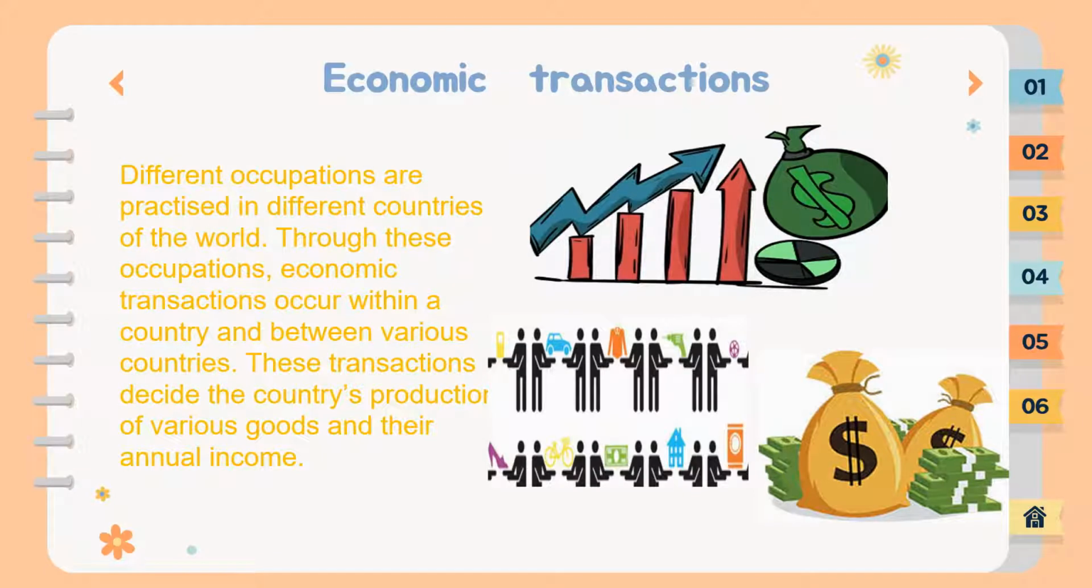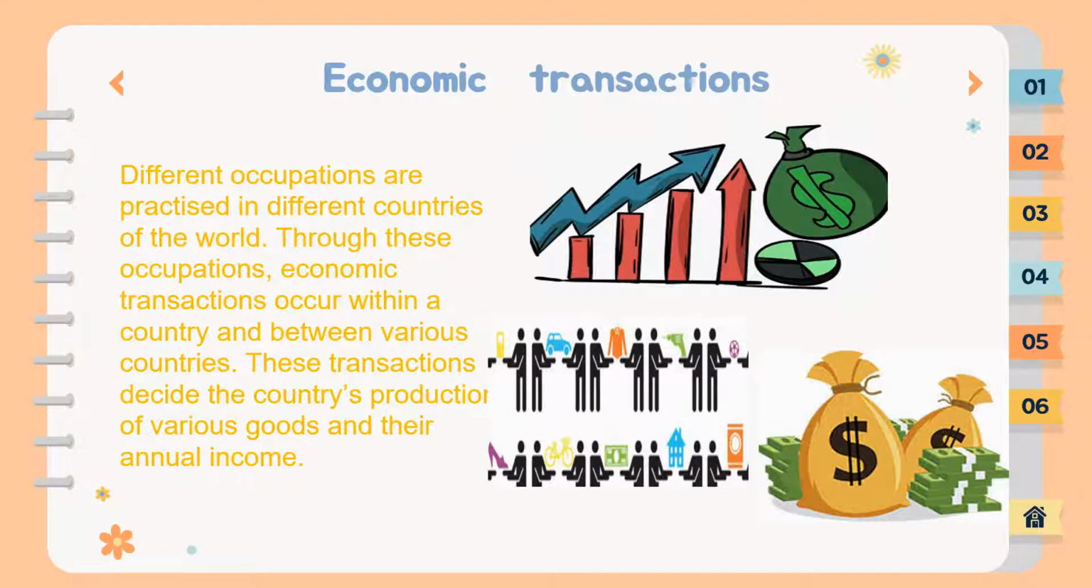Different occupations are practiced in different countries of the world. Through these occupations, economic transactions occur within a country and between various countries. Now let us discuss what is an economic transaction. Well students, economic transactions refer to those transactions which involve transfer of ownership of goods, services, money, etc.